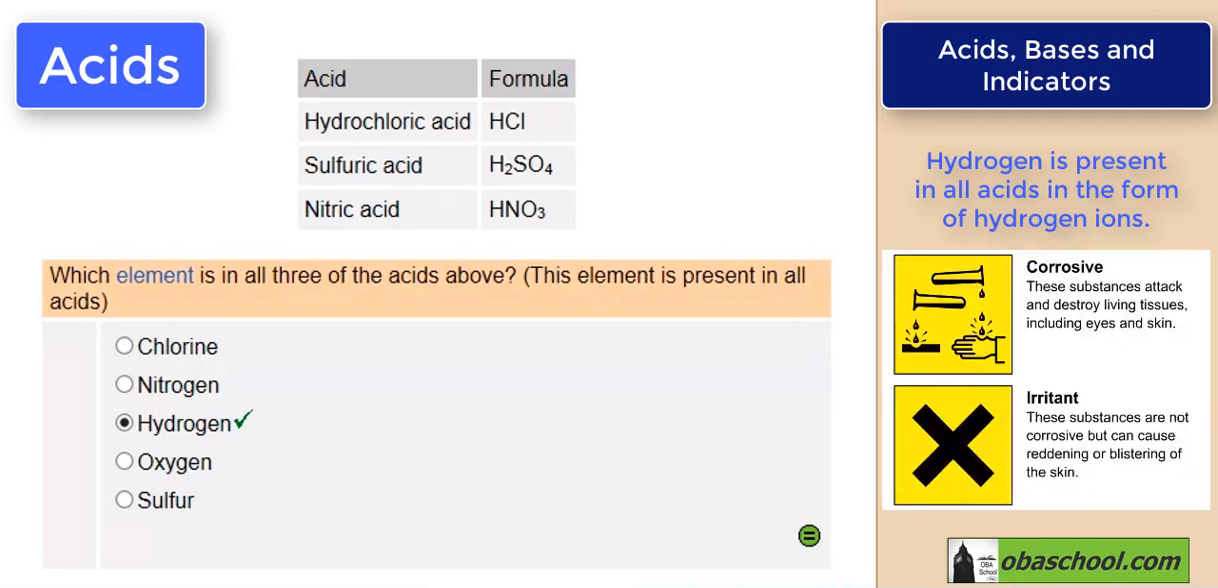Acids are hazardous, and you might see those two signs on bottles containing acids. The first one is corrosive, which means that those substances attack and destroy living tissues, including the eyes and the skin. An acid can be irritant, which means that they are not corrosive, but they can cause reddening or blistering of the skin. So beware when an acid is present.